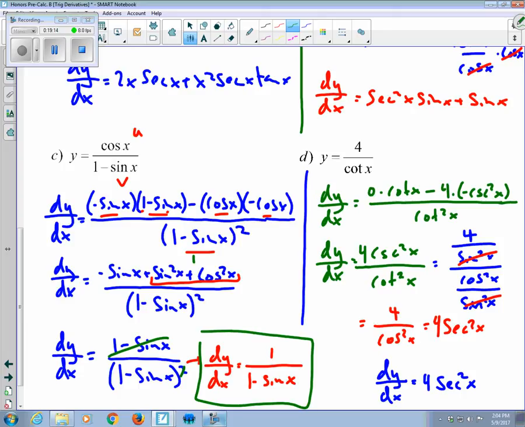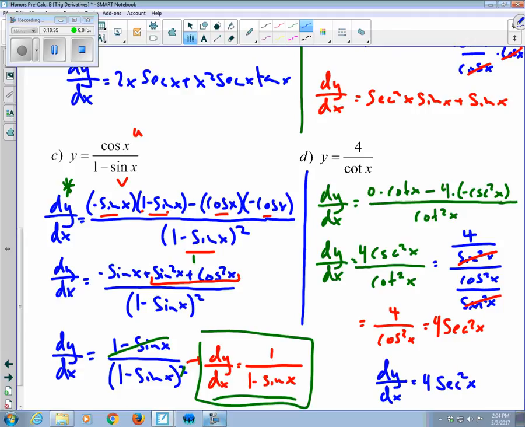Now, it's a lot nicer to determine a slope from this equation than it would be to determine a slope from this equation. So simplifying down, while it might seem like it's a little bit of a pain, is going to be nice when we can actually plug an x value into a much easier derivative.